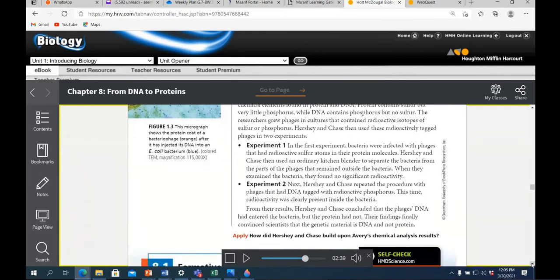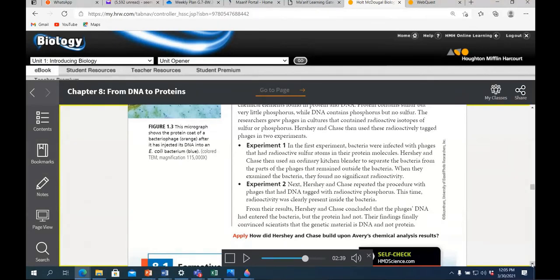So what happened in experiment 1? In it, the bacteria were infected with phages that had radioactive sulfur atoms on their protein molecules, and Hershey and Chase then used an ordinary kitchen blender to separate the bacterium from the parts of the phages that remained outside the bacterium. When they examined the bacteria, they found no significant radioactivity. Then in the next experiment, they repeated the procedure, but with phages that had DNA tagged with radioactive phosphorus. This time the radioactivity was clearly present inside the bacterium.